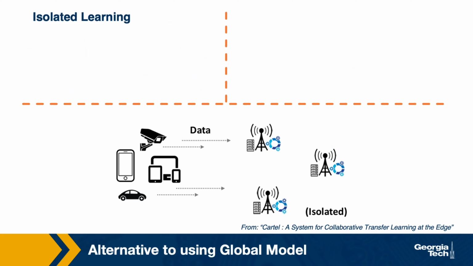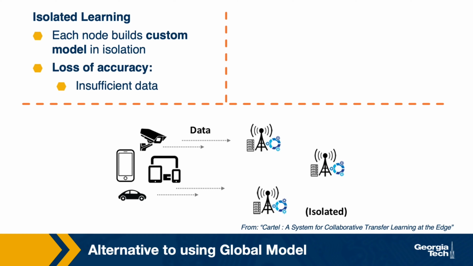One extreme alternative is to not use a global model, but instead to perform isolated learning. As the name suggests, isolated learning would mean that each node in the distributed system would learn independently in isolation. By allowing each node to build its own custom model in isolation, it may be possible to create a truly tailored model. Isolated learning is not ideal.